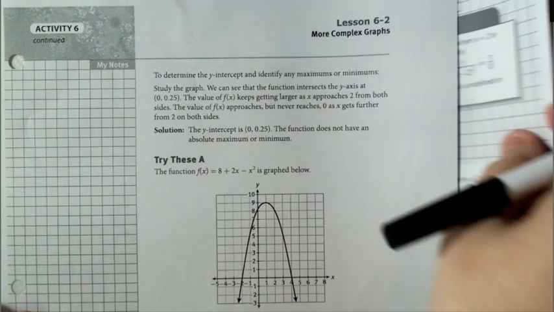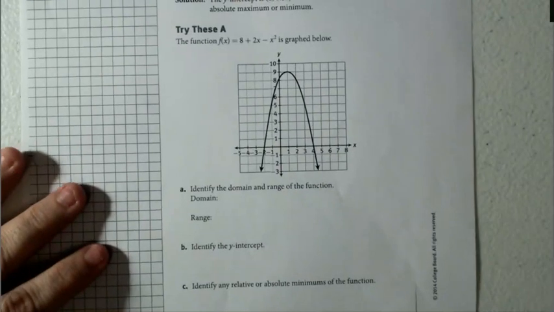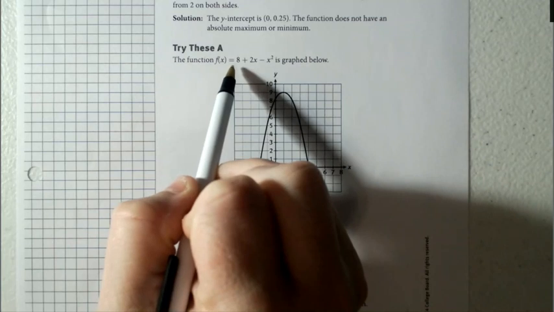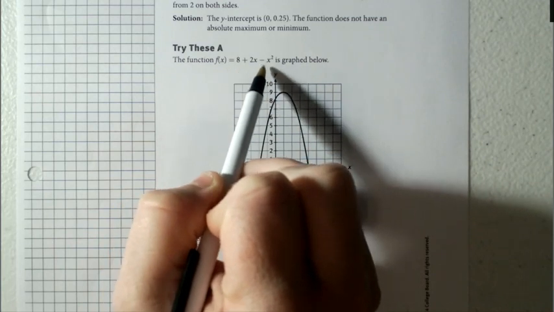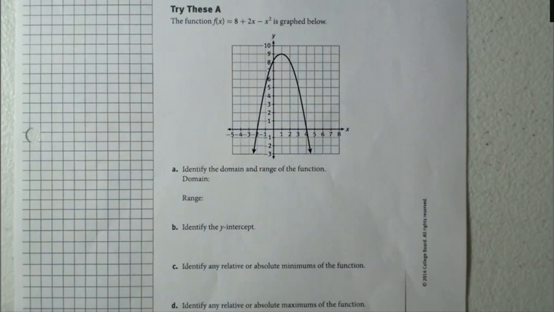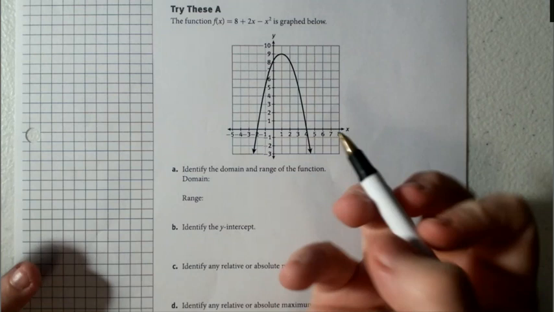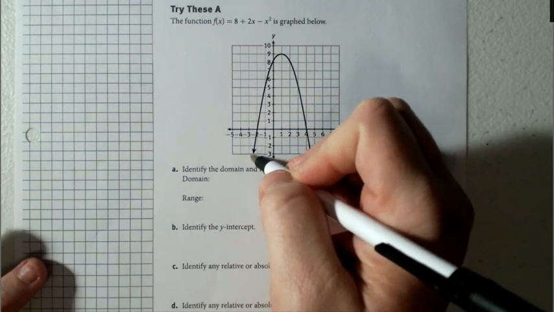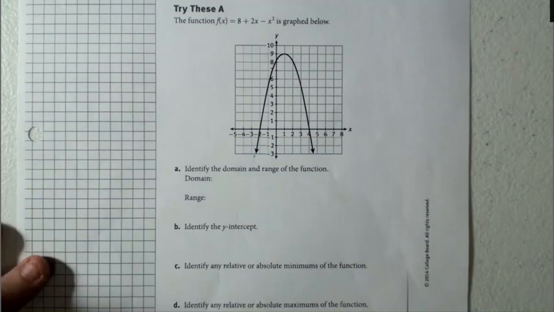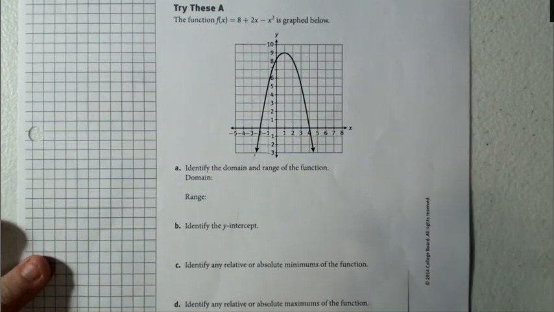Let's look at the Try These A together as a class. The function f of x equals 8 plus 2x minus x squared is graphed below. Identify the domain and range of this function. Now, domain, remember, is all my x values. Well, if you look at this, it is continuing on, and it's going to keep going out as it goes further and further to the left and to the right.